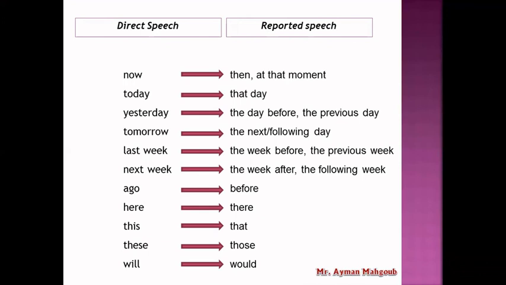Here becomes there, this becomes that, these becomes those, and all present modals become the past of the modals. For example, will becomes would, can becomes could, and so on.